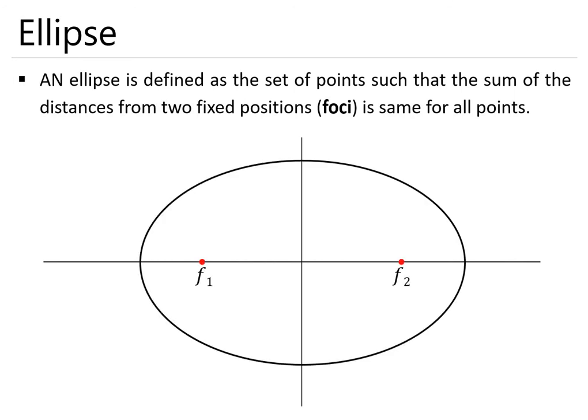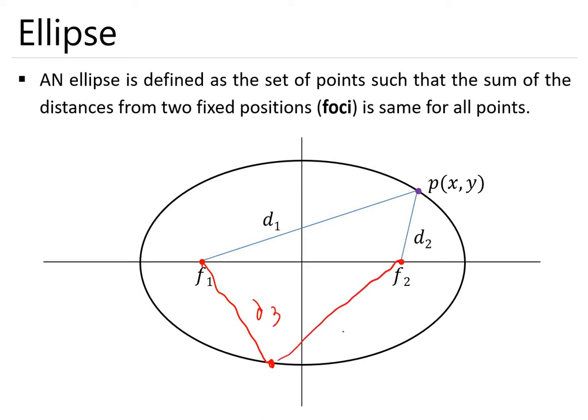This is an ellipse and we have foci F1 and F2, and we have a point P(x, y). The distance of P from F1 and the distance of P from F2, D1 plus D2 summed together, will be the same for all points. So let us assume another point on the ellipse, and a distance is calculated from F1, let us say this is D3 and here D4. So D1 plus D2 will be equal to D3 plus D4.